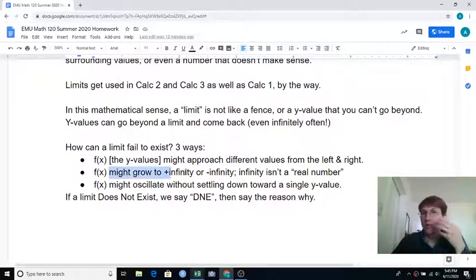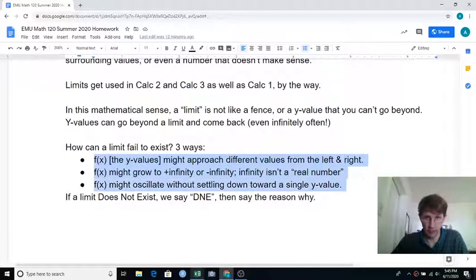The function values might grow toward infinity or toward negative infinity, and infinity doesn't count as a real number. It's not an irrational number. It's not a rational number. So that's also a way the limit can fail to exist. Or the function might oscillate without settling down toward a single y value. That's more important when we've got x going to infinity, which we'll do later in the chapter. But we'll see a few examples of it here. And if a limit has any of these behaviors going on, we say the limit does not exist, and we just abbreviate that DNE, and then we say which of these three things is going on to be more specific, more helpful.